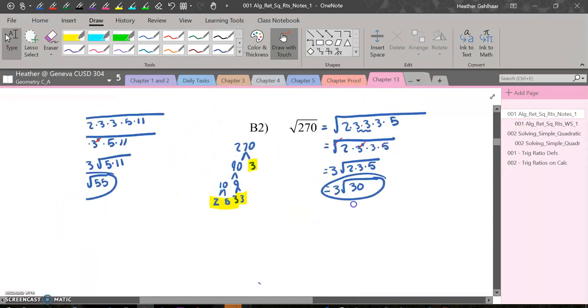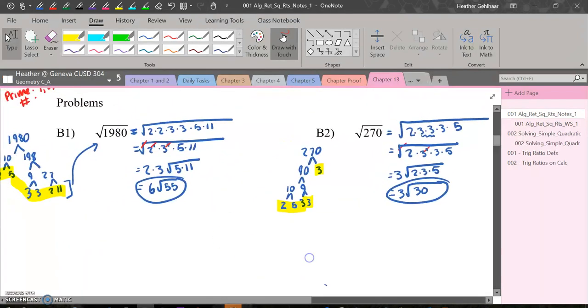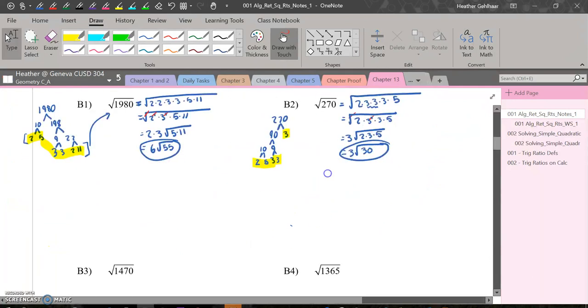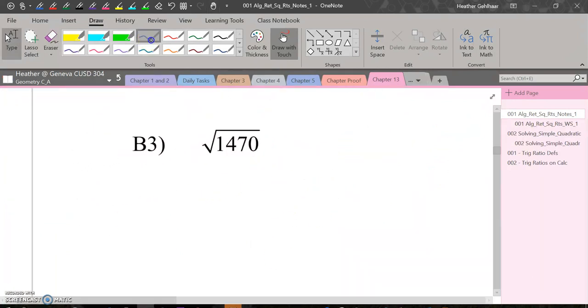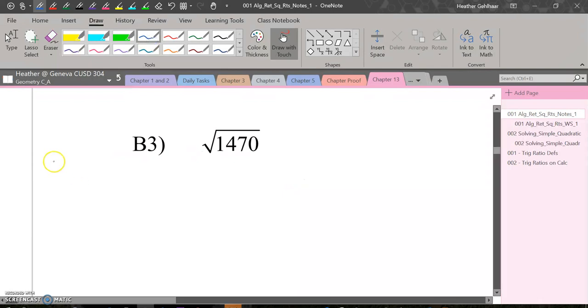Okay, and at any time, if you need to pause the video and go back, please do so. So we're going to do the next two together again as well. So factor tree 1,470. I'm going to divide this by 70 and 21.